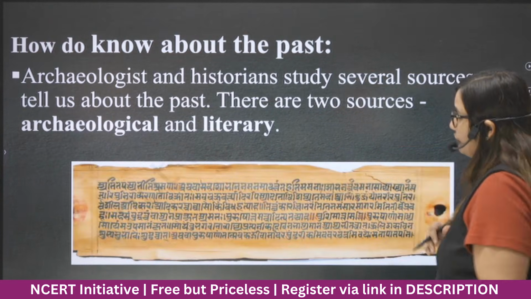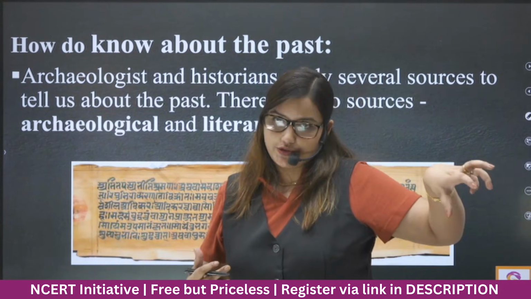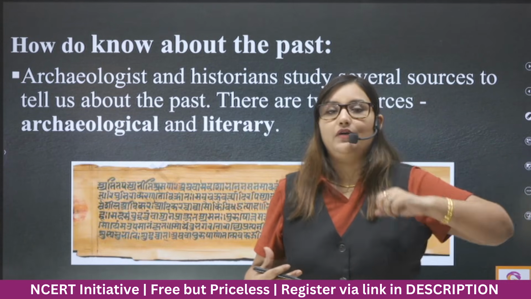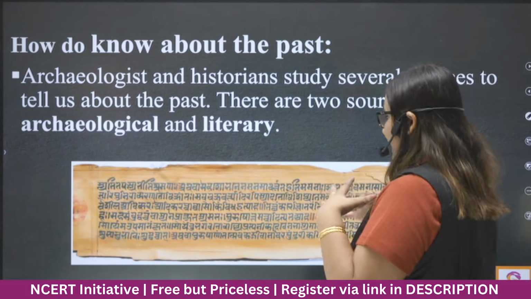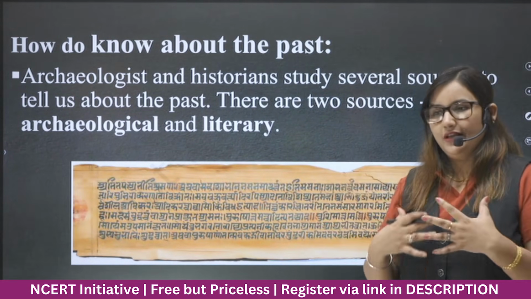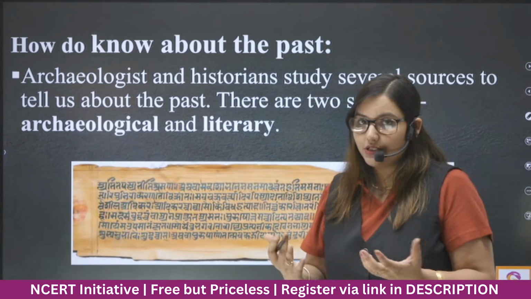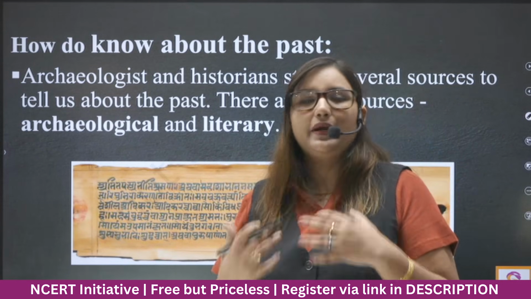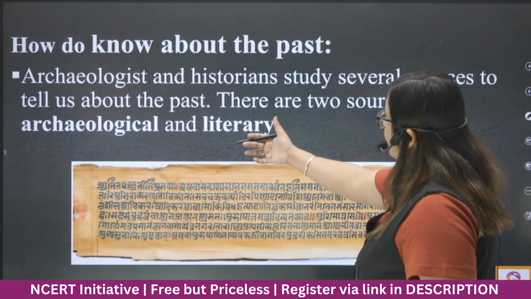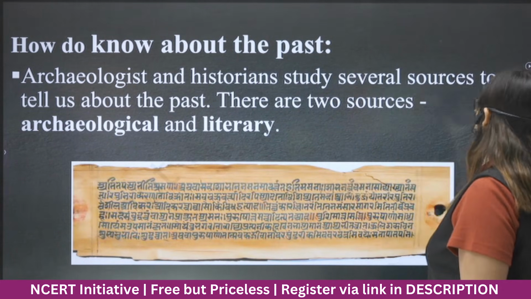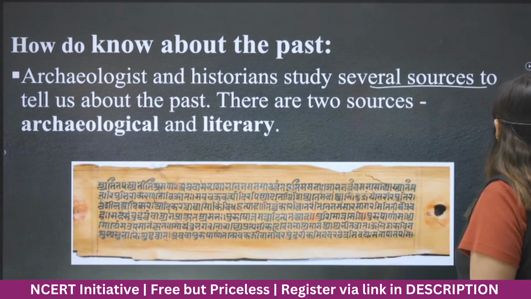So, as I told you, to know about the past, you should have some source, right? We can have archaeological source and we can also have literary source. If I say we can have literary sources, then we can have these kind of manuscripts with us. But if I talk about the archaeological sources, then we have few materials, tools, buildings used by people of that time. So archaeologists and historians study several sources to tell us about the past.